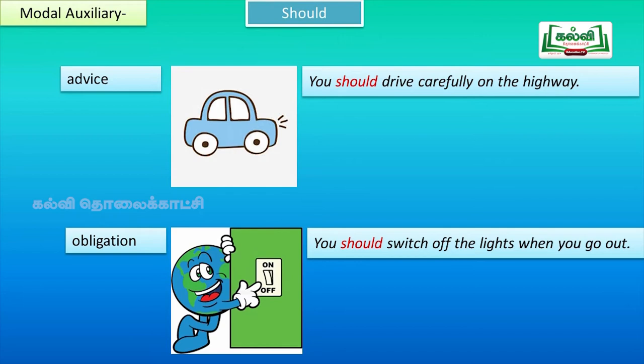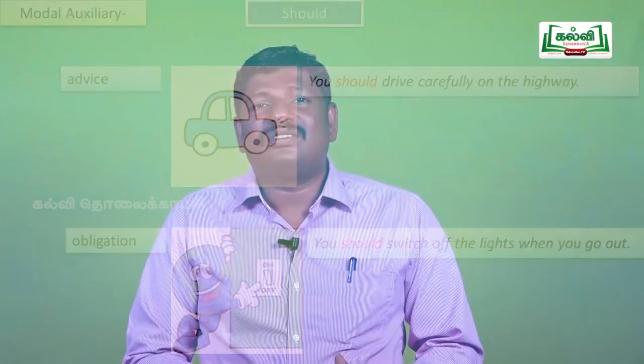Right, look at the next picture. Right, look at the sentence. You should drive carefully on the highway. So confirmation. You should drive carefully on the highway. It may be a bit kind of advice, but you have to be careful on the highway. Right, going to the next one.